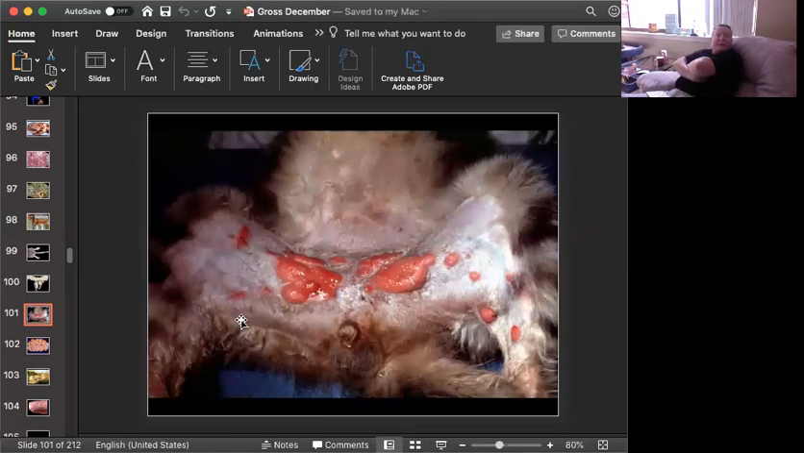Slide number 7 is tissue from a cat. Can you give me a morphologic diagnosis?